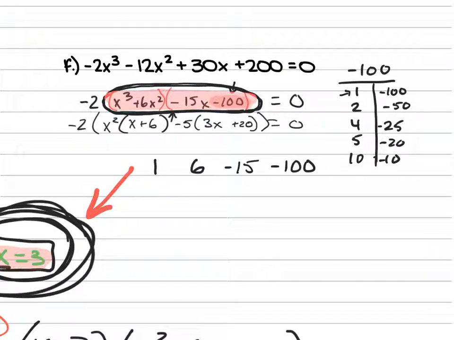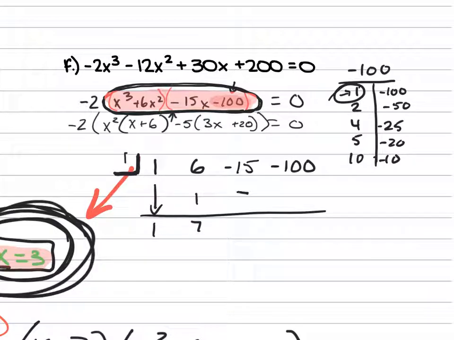Oh, I see. Okay. All right, so what number should we start with out here? Let's try 1. 1's super easy to work with. Let's bring down our 1. 1 times 1 is 1. 6 and 1 is 7. 1 times 7 is 7. Negative 15 plus 7 is negative 8. 1 times negative 8 is negative 8. And this has a remainder of negative 108. Is 1 a factor? No. Okay, let's just keep moving. No point in wasting our time with things that are not a factor.